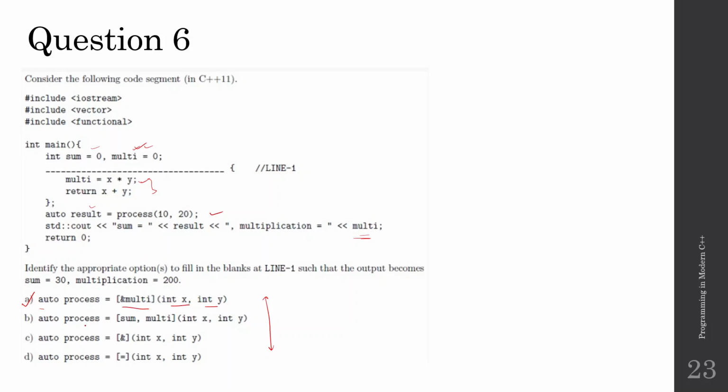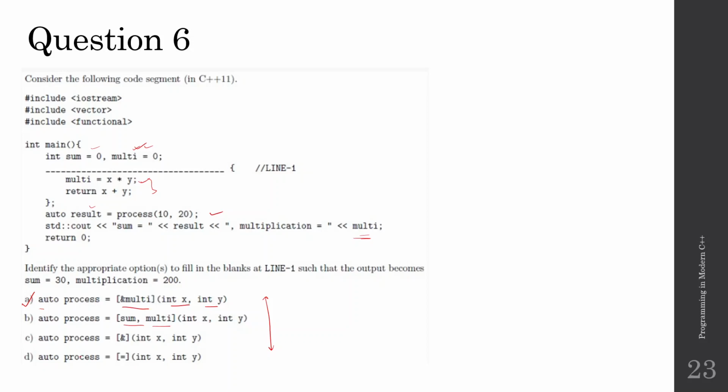Now coming to the second one, it is similar to the previous one, but in the capture block we have sum and multi. Now the problem is that these are passed by value, since the ampersand is missing. So the changes you do here won't be reflected outside. So the multiplication result will not come.